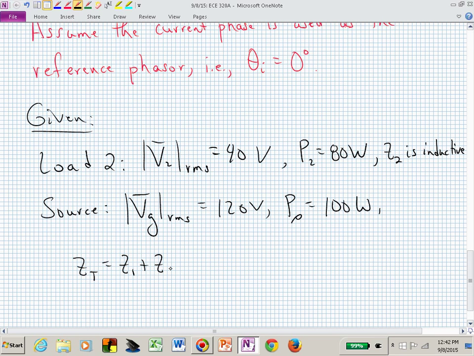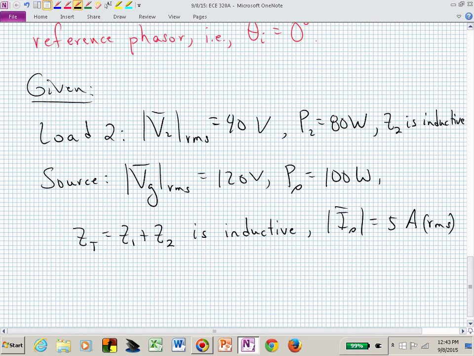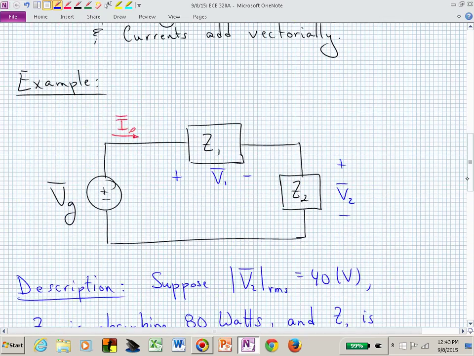We were also told that if we looked at the entire load impedance, let's say Z1 plus Z2, the entire load looked inductive. That doesn't mean that each part is inductive. It just means that the net load is inductive. And that the current flowing through that series circuit was 5 amps in magnitude. And we want to find V sub 1 in this particular circuit.